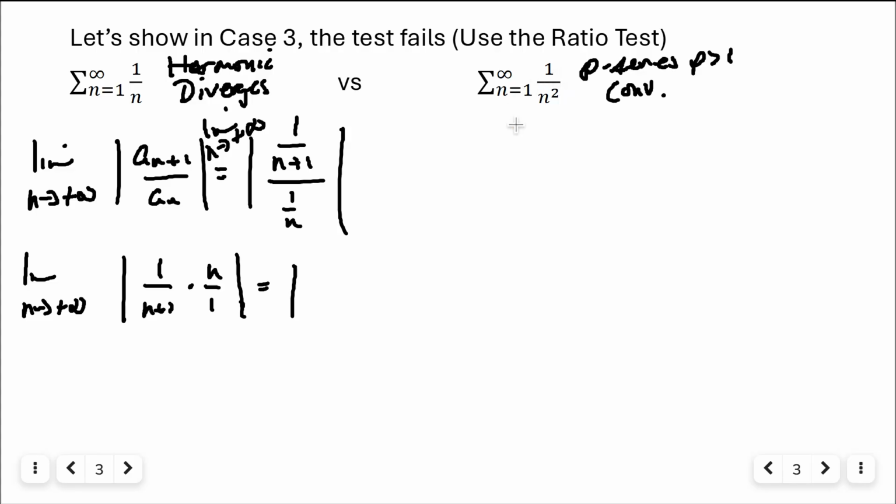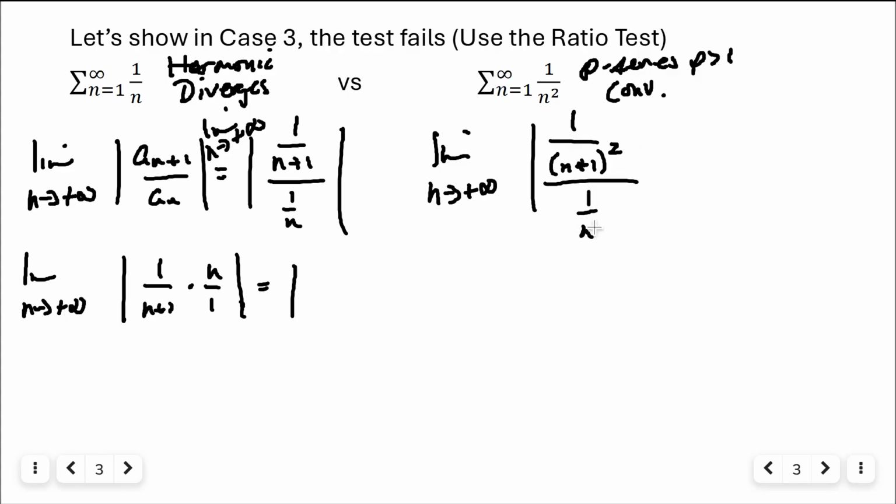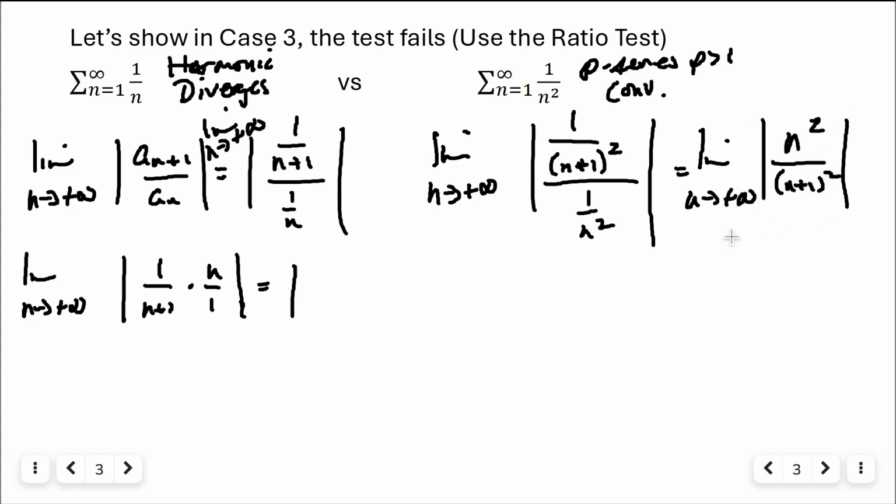1 over n squared. Same idea. We're going to try the ratio test. Take the limit as n goes to infinity. 1 over, so a sub n plus 1 means replace all the n's with n plus 1's. So I replace the n with n plus 1, and then it's squared, over 1 over n squared. So that's the limit as n approaches infinity of n squared over n plus 1 squared in absolute value.